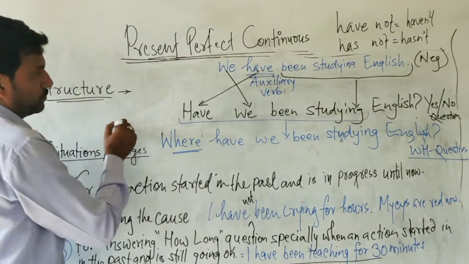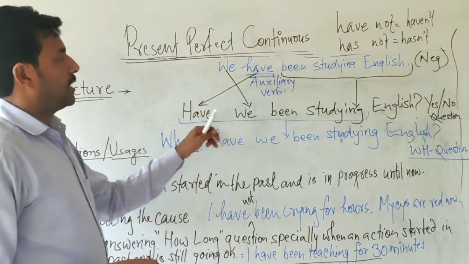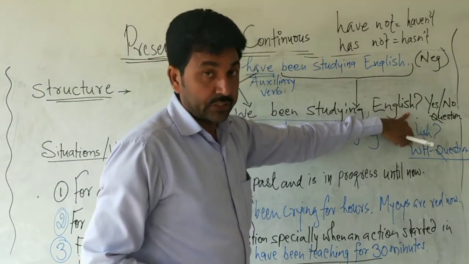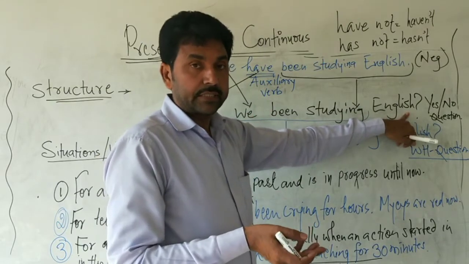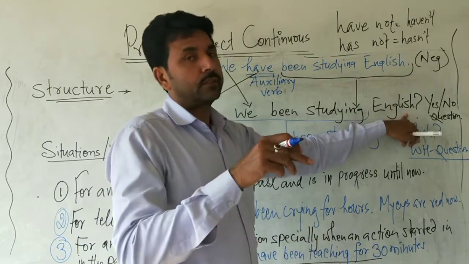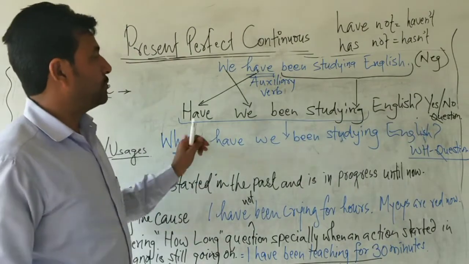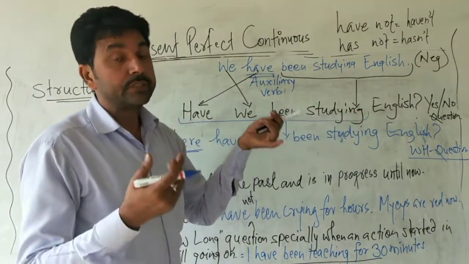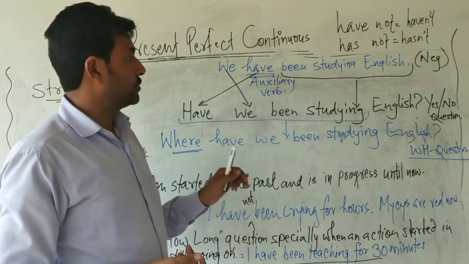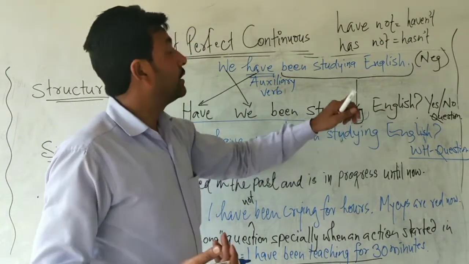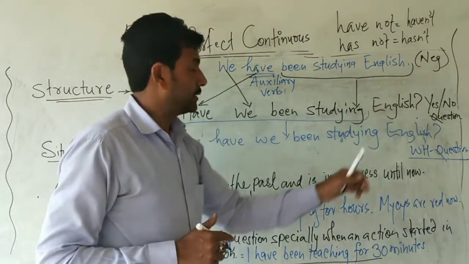But be careful with what. What have we been studying? We don't have to write English because this is the object of the sentence and this will be the answer of the question starting with what. What have you been studying? English is the answer. So, what have we been studying? Answer: English, in one word.